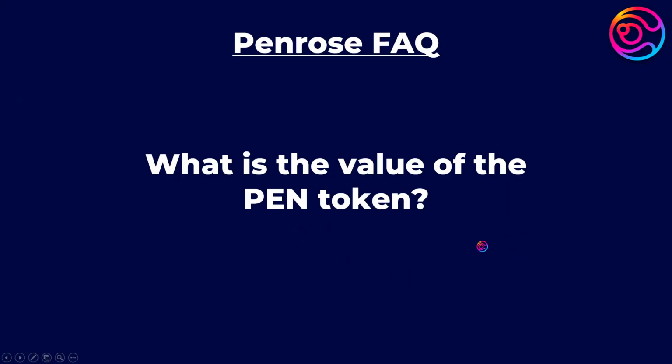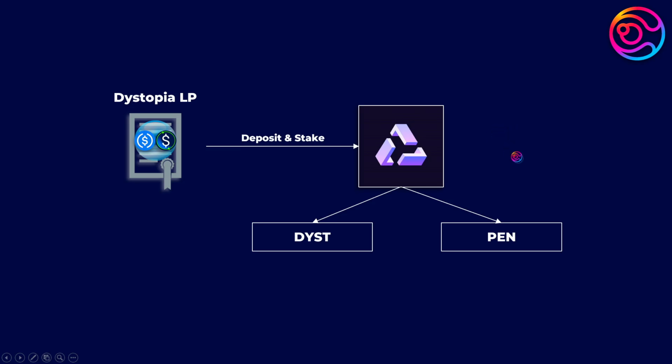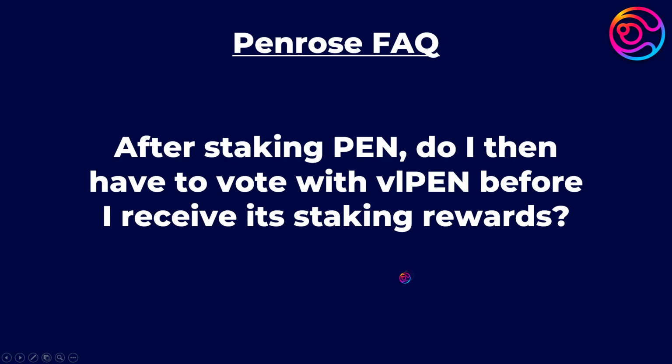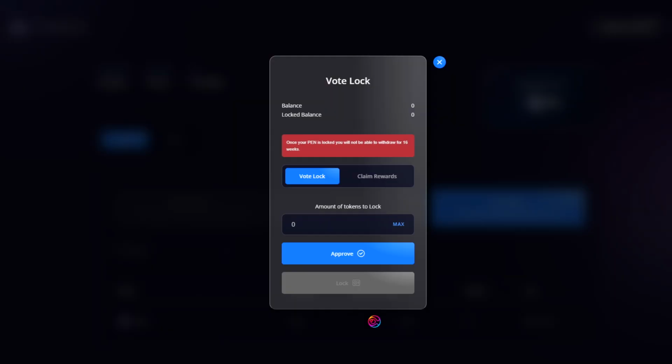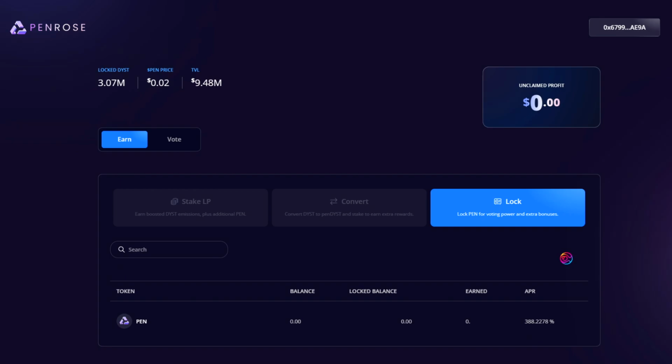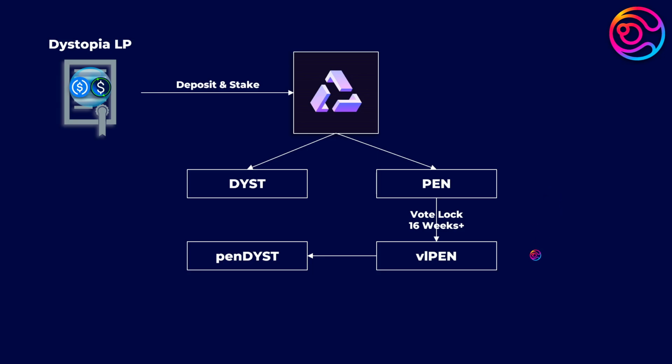What is the value of the PEN token? The PEN token is minted and distributed to users proportionally to the amount of DYST earned. PEN is very valuable because it can be staked or locked for voting power and additional rewards. After staking PEN, do I then have to vote with vlPEN before I receive its staking rewards? When you stake, aka vote lock, your PEN into vlPEN, you will automatically start earning its staking rewards. You do not need to vote with your vlPEN in order to receive those staking rewards. The rewards for vlPEN are distributed in the form of additional PEN DYST.